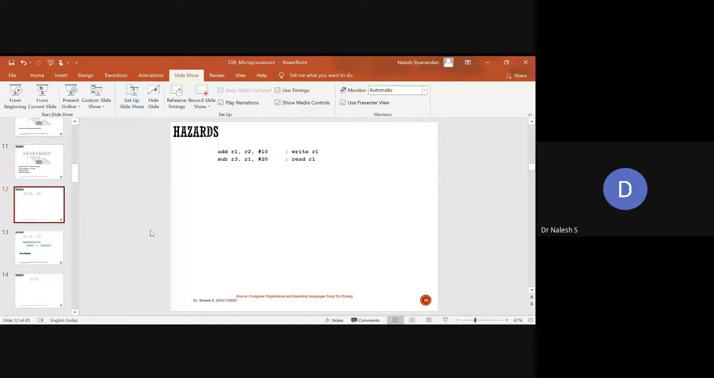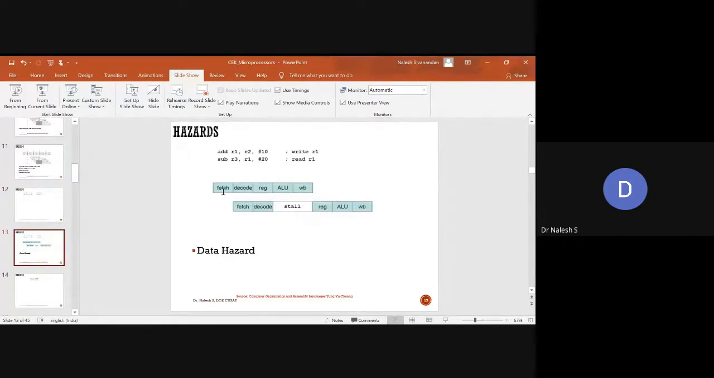So this is for add. For add, you fetch, decode, get the data from the register, operate in the ALU and write back. For subtract, you fetch the instruction, you decode. When you decode, you find that it needs R1, and R1 has to be obtained from the previous instruction. So R1 will get the correct data only after write back here.